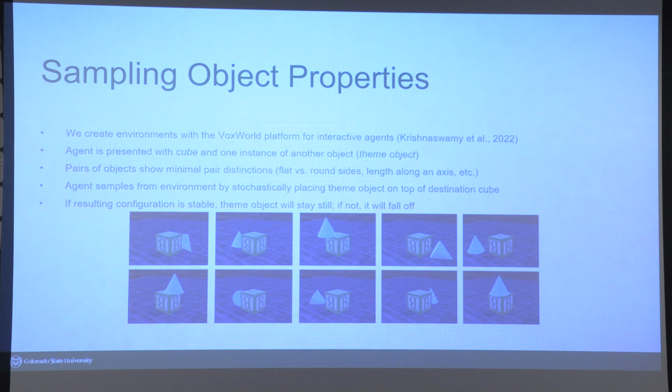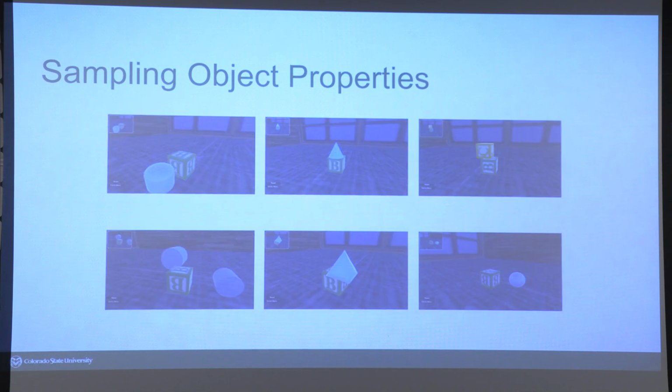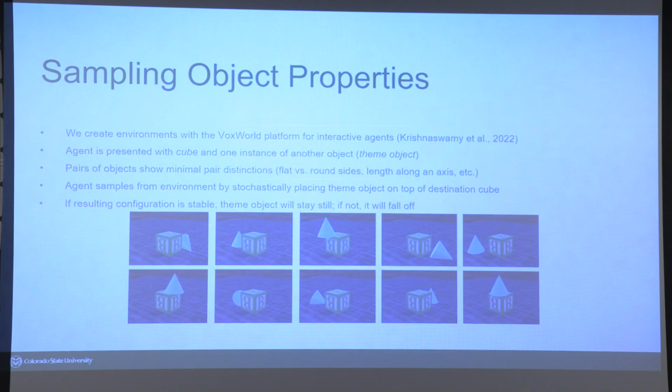In the object set that we have, which includes these things here, and also cubes of different sizes and rectangular prisms and the like, we see that there are pairs of objects that show minimal distinctions, such as flat and round sides, or length along an axis, and other factors like this, where if you pair objects off, you can find these types of minimal pairing distinctions between them.